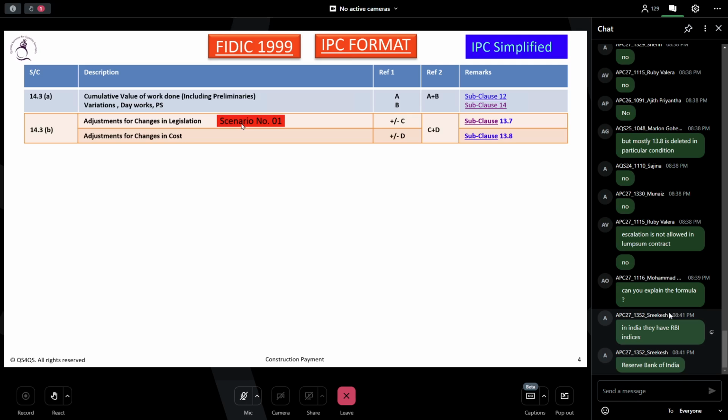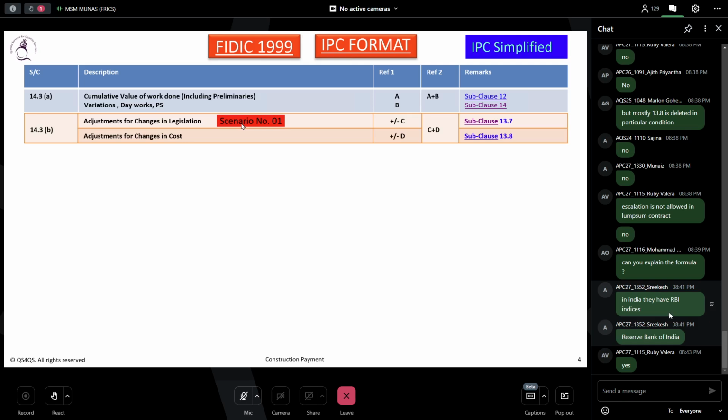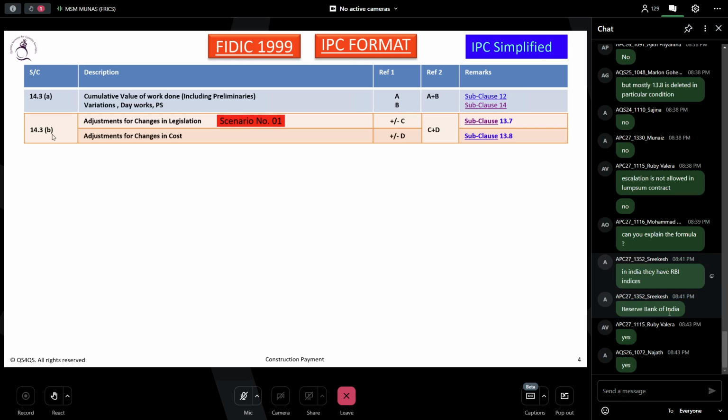All of you got the note? Have you all printed? Yes or no? If you haven't printed, page number 4, 14.3, what is that? 13.7, scenario 1, note down. What I am saying here is, if the change in legislation only hits the price, then it will be here only. No need to worry about that. Only the changes.